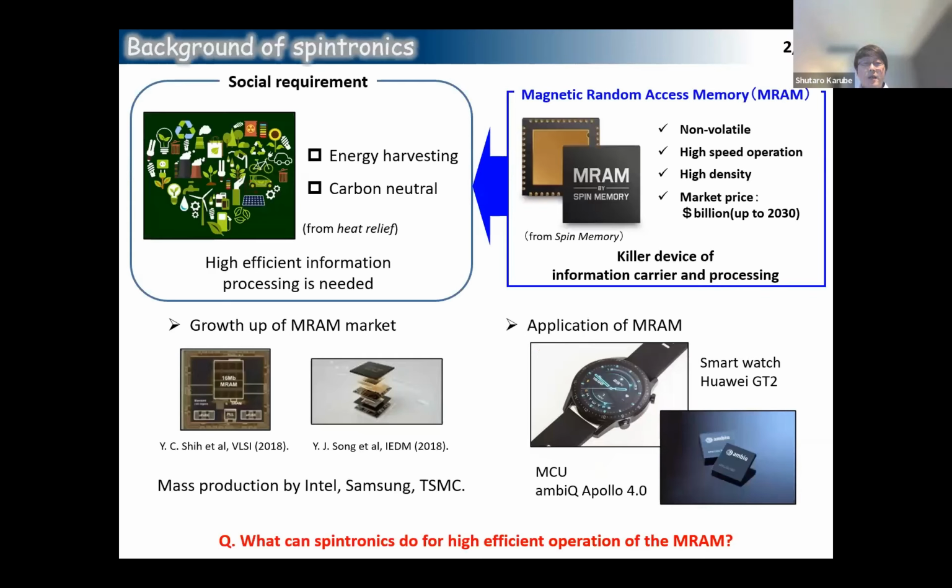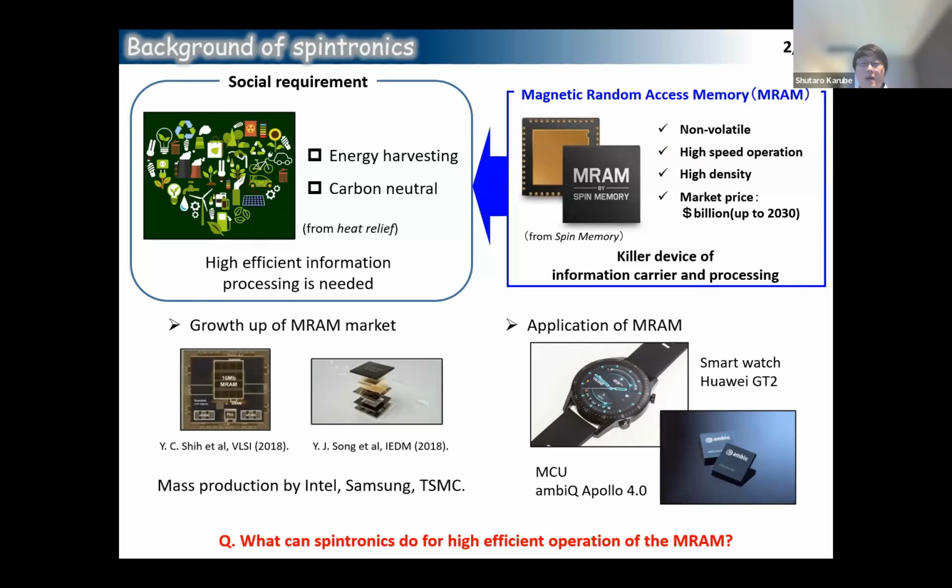As the background, the recent rapid development of a highly digitized society has led to increasing social demand for low power consumption and carbon neutrality. Therefore, there is a growing desire for high efficiency information processing technologies. In this context, spintronics is believed to offer a promising solution, particularly through the development of magnetic random access memory, MRAM. MRAM is expected to address these challenges due to its non-volatile nature, high speed operation, and high information densities.